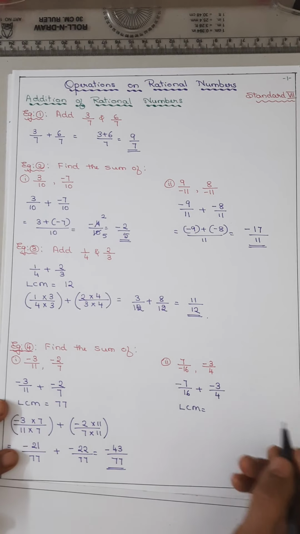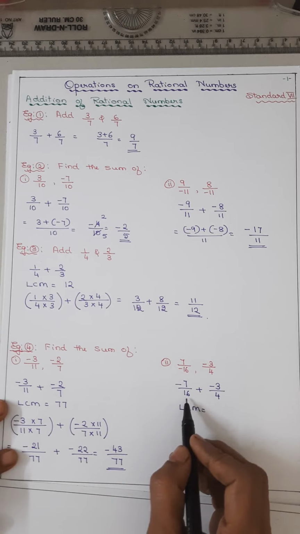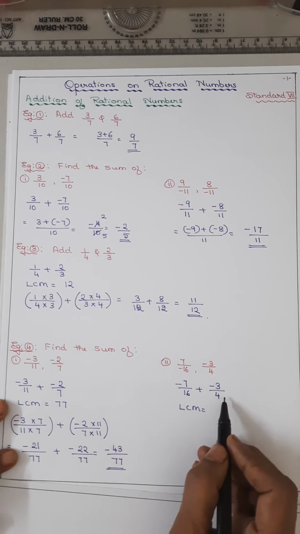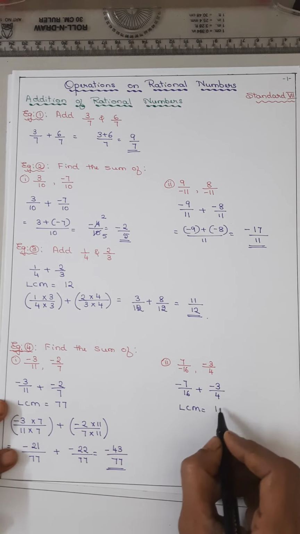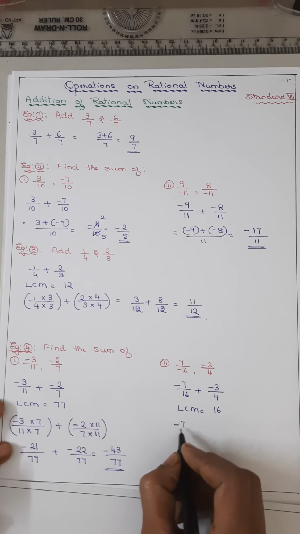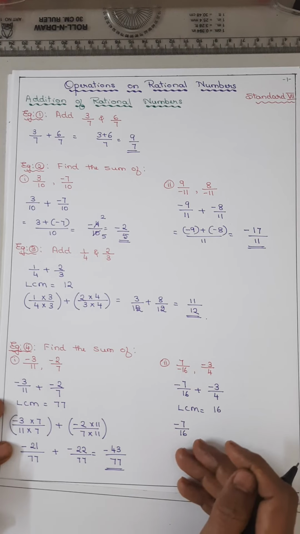Here 16 and 4 are not prime numbers. So see the bigger number 16. 16 ones are 16. 16 is in the table of 4, it is a multiple of 4. Yes. So the LCM is 16. Now minus 7 by 16 will stay like that because the LCM is 16.